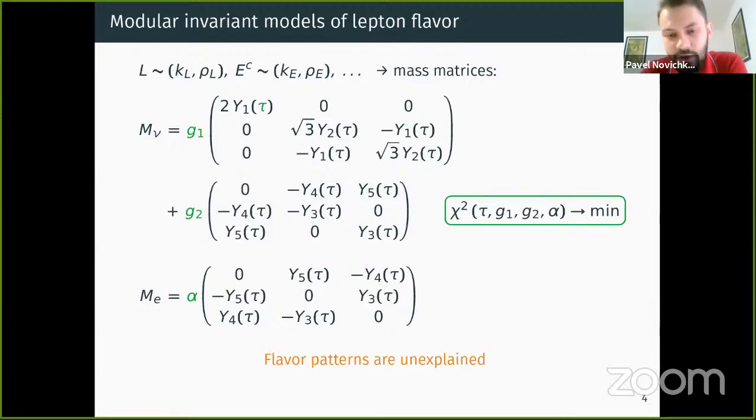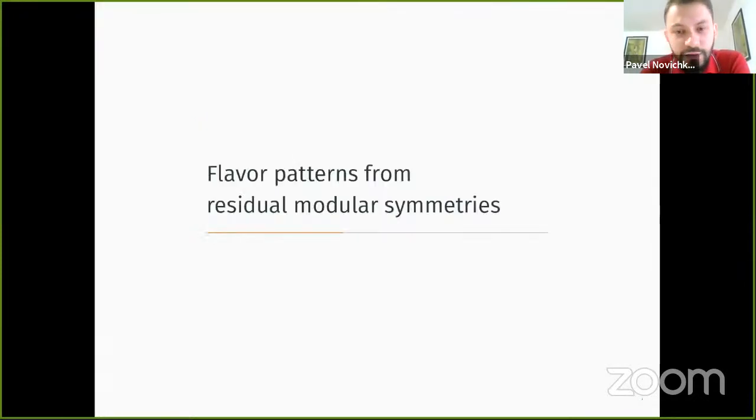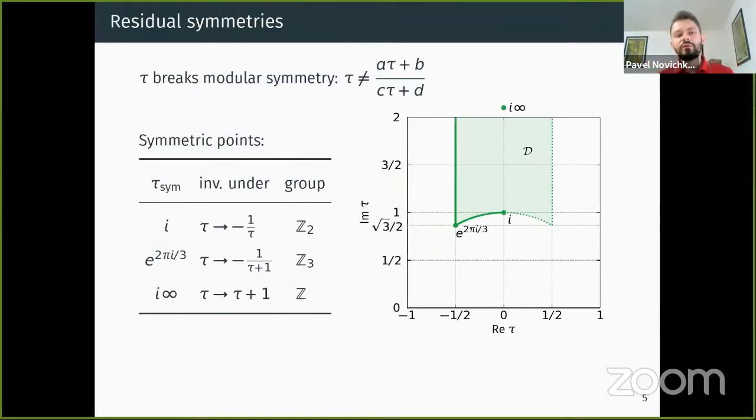And this leads me to the second part of my talk. We tried to address this problem, considering a scenario when flavor patterns arise naturally within a modular symmetric setup. So the first thing to notice is that whenever you choose a value of tau, it breaks the modular symmetry completely, because tau is never invariant under fractional linear transformations like this one.